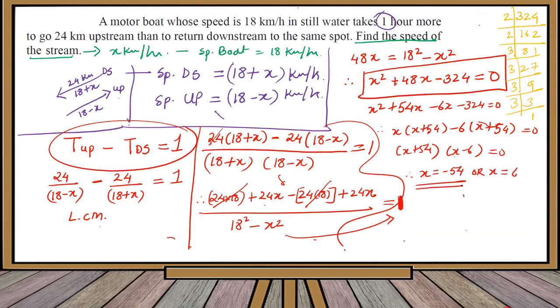Now, what was x? x is again the speed of the stream. Can speed be negative? No, it cannot be negative. So therefore, what do we do? We discard this value. So now we are discarding this value. So therefore, we will take x is equal to 6 km per hour. That is therefore the speed of the stream is equal to 6 kilometers per hour. Understood? Okay, let's do one more.